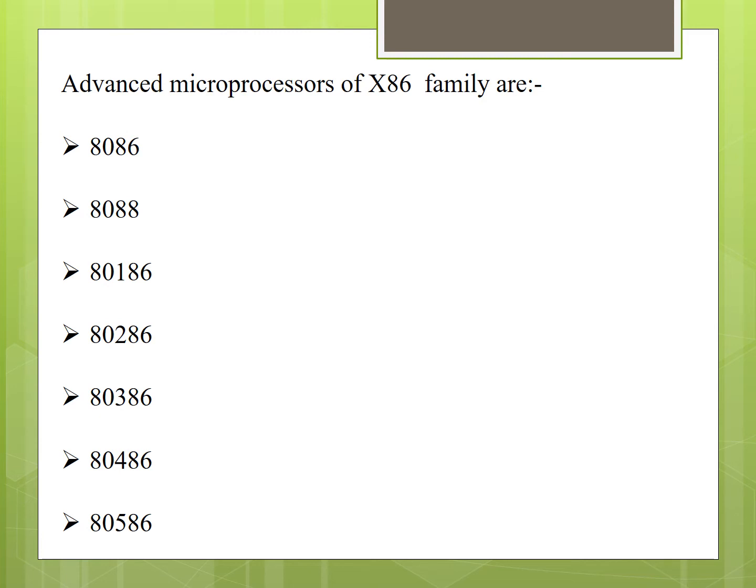Now what was the need to invent the advanced microprocessor? We have learned in the evolution that along with Intel, many more processors came into the role that were manufactured by other companies like Motorola, Toshiba, Intersil, Hewlett-Packard, and so on. So, in order to give them tough competition, the advanced microprocessors were invented by the x86 family.